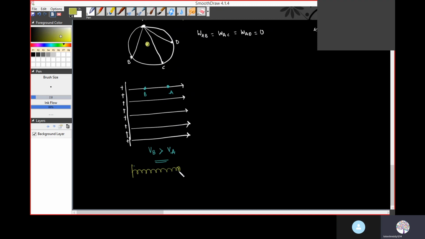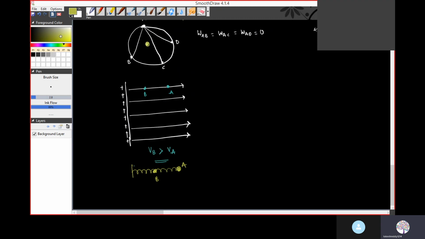To understand this better, just imagine a spring. Take the point here as A. When you push A from there to here, the work you do in compressing the spring is stored in the form of elastic potential energy, whereas here it is stored in the form of electrostatic potential energy. So the potential of the positive charge increases when you move from A to B.